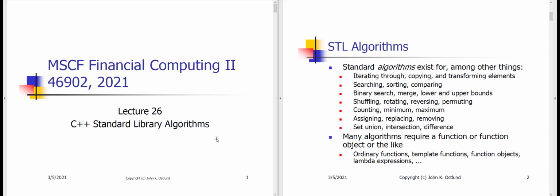Okay, welcome back. So in lecture 24, we introduced two of the standard container classes that the standard C++ library provides, namely the vector and the set. We also talked about iterators and the auto keyword and the range for loop. What we're going to do now in lecture 26 is to take a look at standard library algorithms that can be used with these standard container classes.